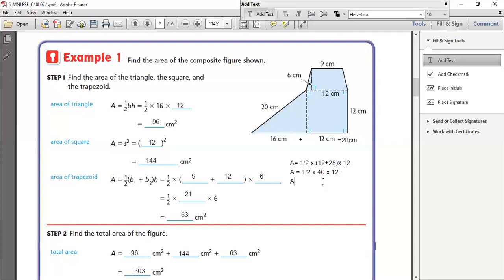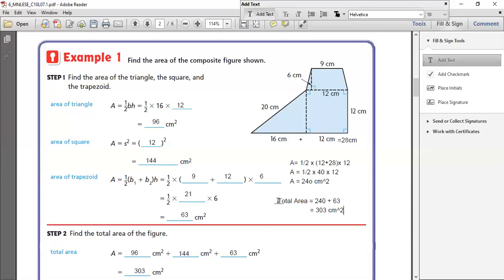So the area of the second trapezoid is going to be 240 square centimeters. Okay, so what will I do next? I will add 240 with 63. Total area is equal to 240 plus 63. How much is 240 plus 63? That is going to give you 303 square centimeters.